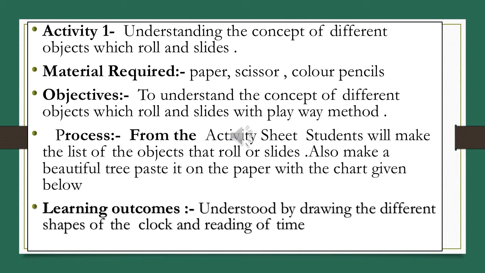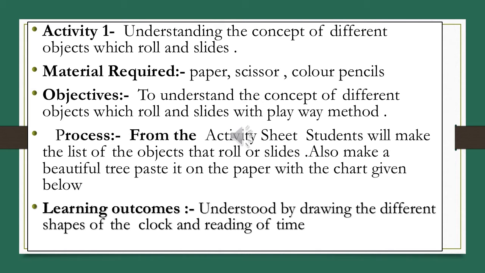See here, in today's activity 1, you have to understand the concept of different objects which roll and slide. Material required is paper, scissors, color pencils. Now understand the concept of different objects which roll and slide with the playway method.